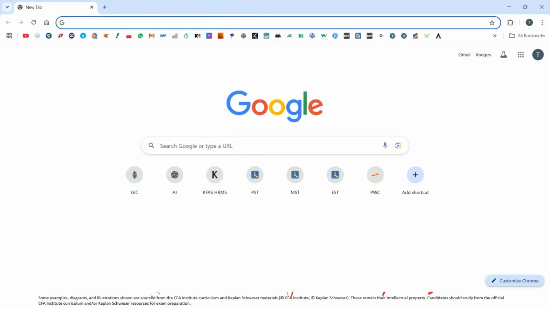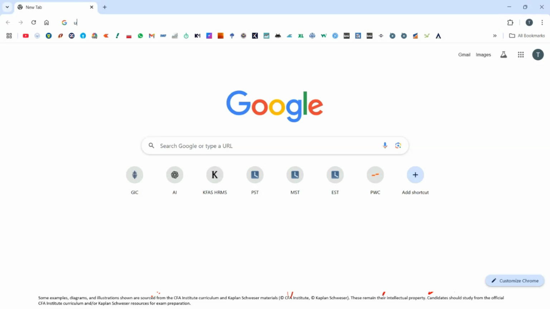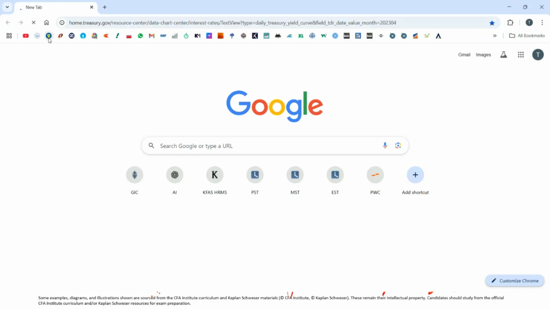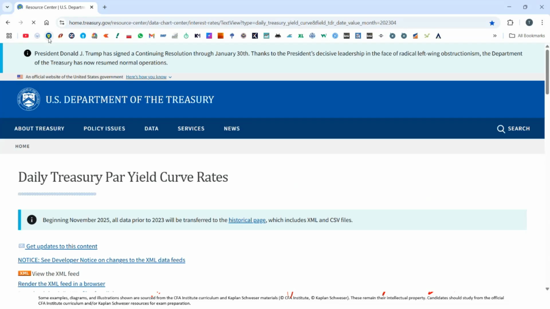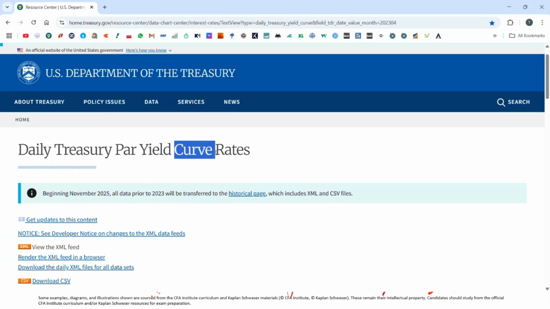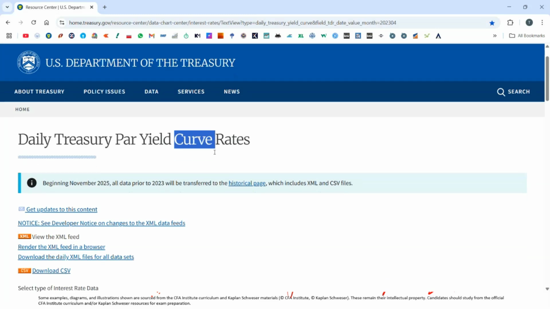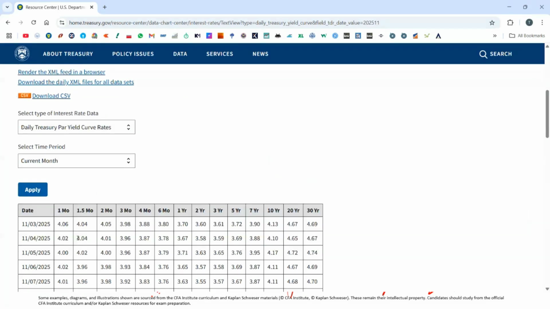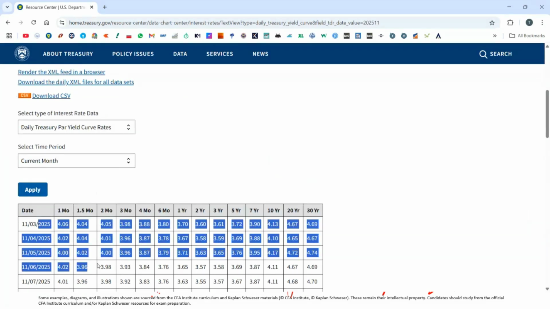Right, perfect. If you try and look at US Treasury, I think US Treasury is your best shot if you want to see how a government bond yield curve looks. So this is the US Department of Treasury website, and this is where you see the curve we are looking at, and this is the yield curve. Now on the yield curve, let's look at the current month, which is November.